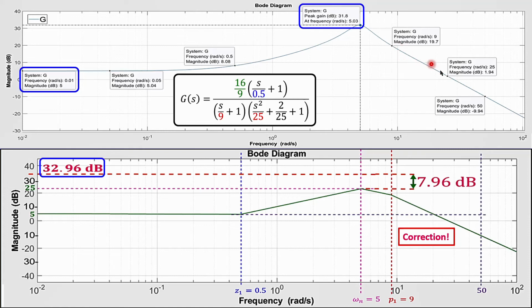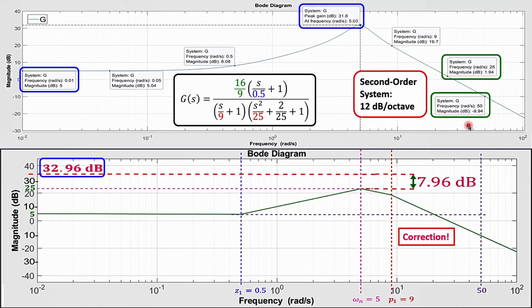Okay, and if you look at 25 radians per second, it is then 1.94 dBs, but if you go to 50, it is then twice the frequency. That means you double the frequency, 1 octave above, and you will go down actually 12 dB. So 6 dBs per decade per order, and it's then 2 times 6 dBs per decade for second order. So we have now 12 dBs per octave for the second order pole. Now, that's also true here, and we can see that this is exactly in agreement.